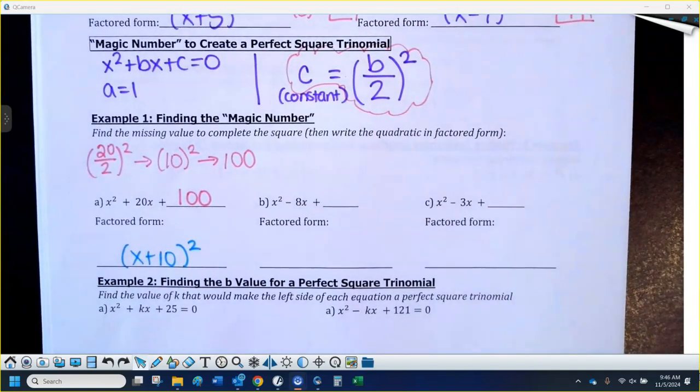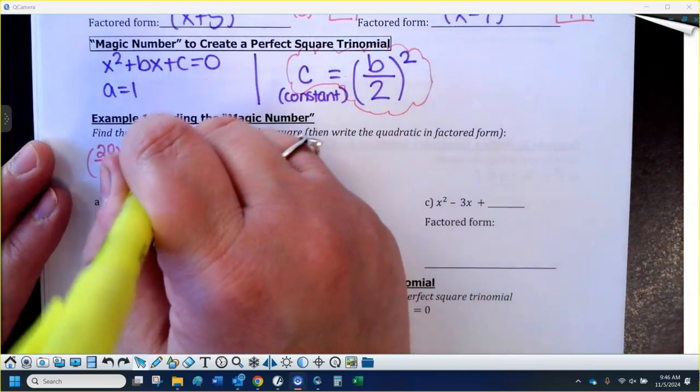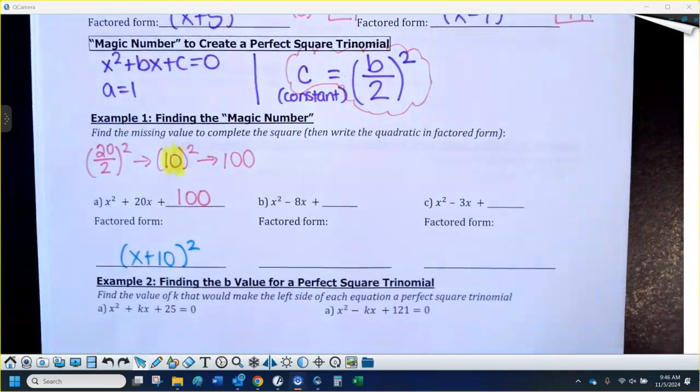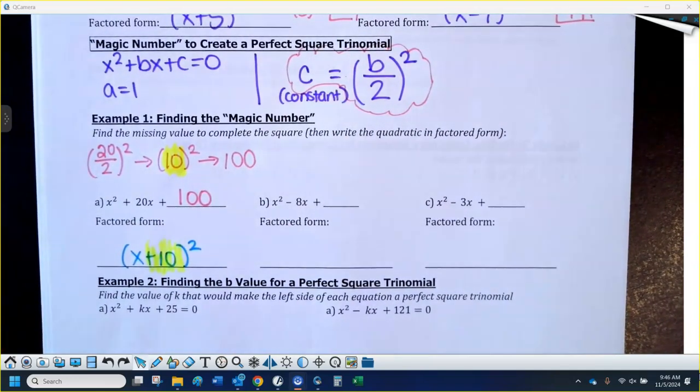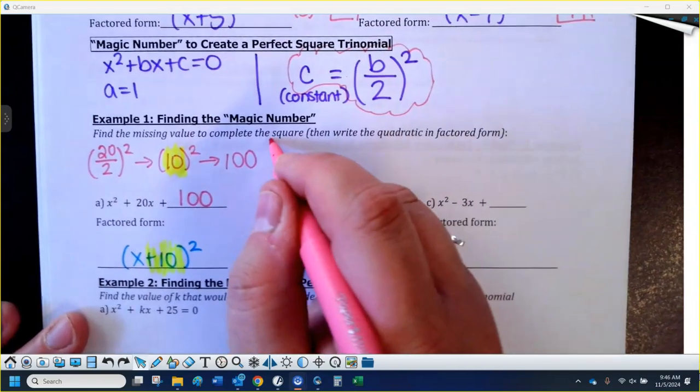Now, here's what I want to point out to you, because some of these can get tricky, and I'm not going to lie, some of them have fractions in them. Whatever you square, like we squared 10, that is what's in the factor with the x. Those will always match. Whatever you square, that's going to be your factor.